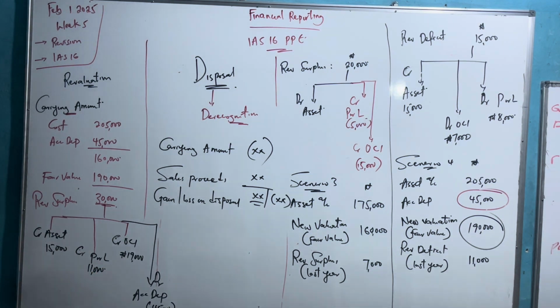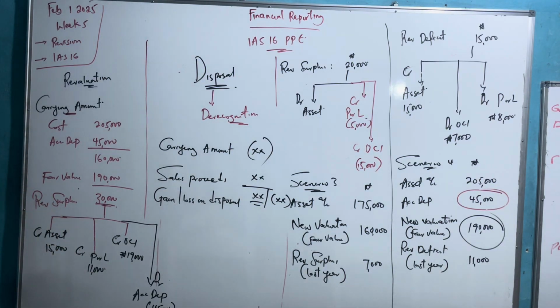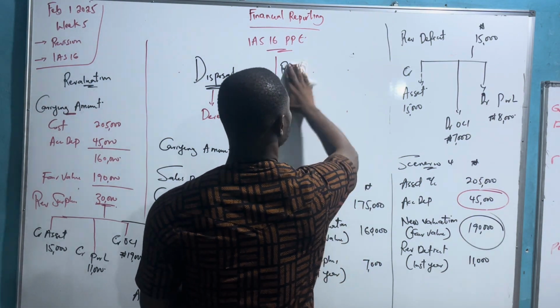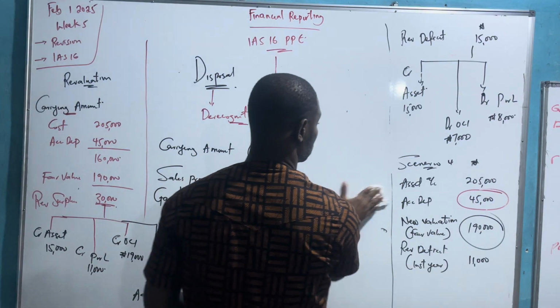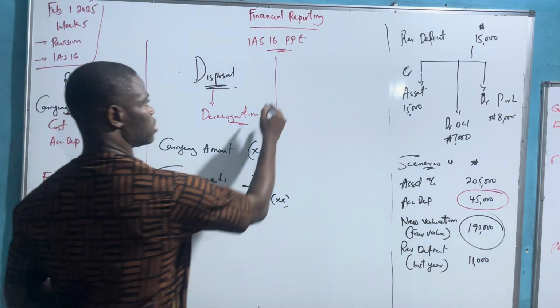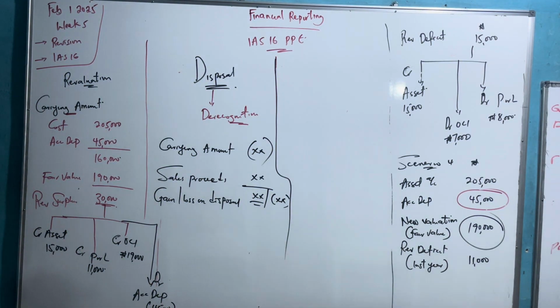Because how do you close all of those accounts now that you have sold the asset? I've not seen ICAN exams asking you to close all of these accounts, but you need to know how to close them as a financial reporting student. Your ICAN exam is always very easy, but let me show you how to close it. I don't know why they don't ask this, but let me show you.